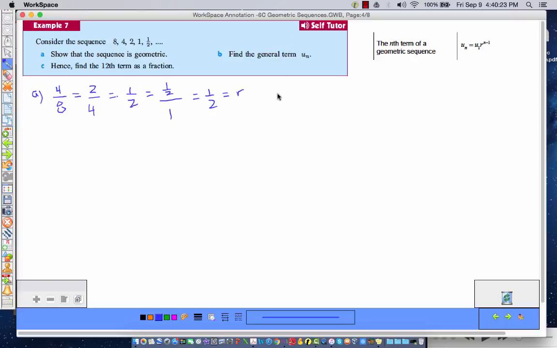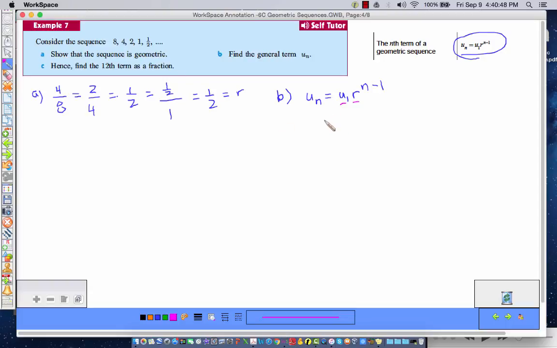So now we have to find the general term, u sub n. Well, this is the nth term of a geometric sequence, so we start with that. u sub n equals u sub 1 times r to the n, oops, that's an n, r to the n minus 1. So all we need to do this are the first term and the common ratio.